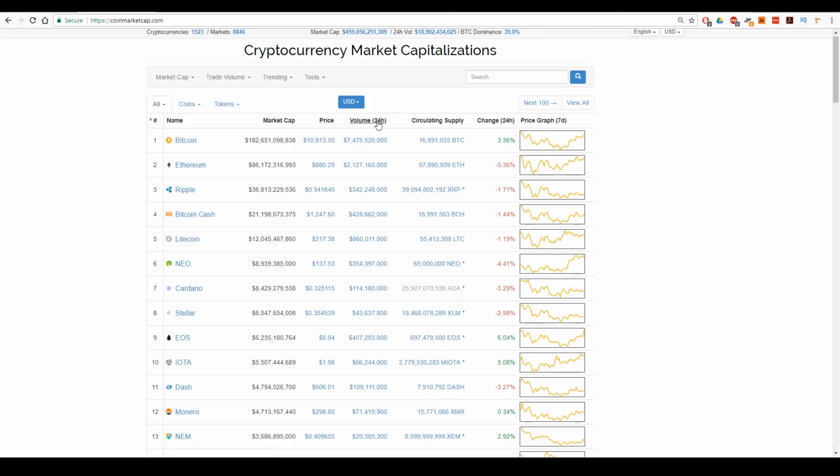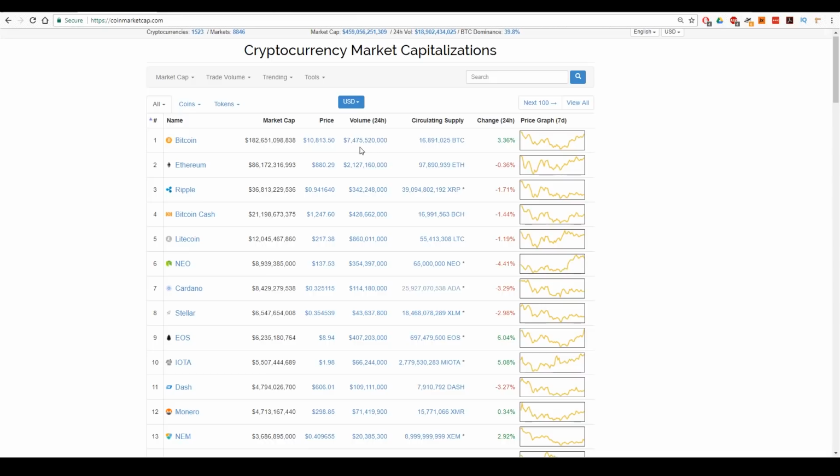Now the next thing along here, we have the 24-hour trading volume. The 24-hour trading volume is across all listed exchanges that are currently trading Bitcoin. The same with all of the cryptocurrencies. That's all of the exchanges that are trading that particular cryptocurrency. That's where the data is coming from.